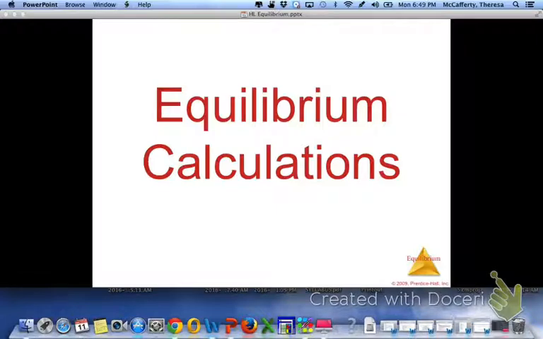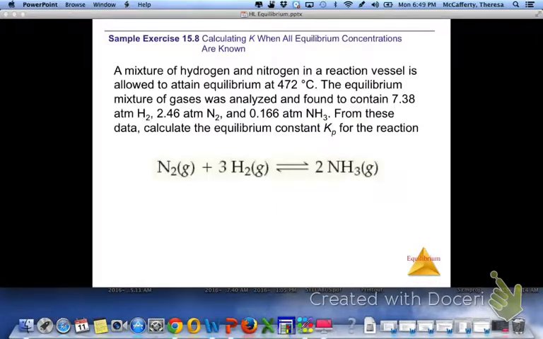All right, let's take a moment and look at some equilibrium calculations. I think the best way to do this is to just look at a couple and go through them. These are simpler calculations. We'll get into something a little bit more complex in a little bit.